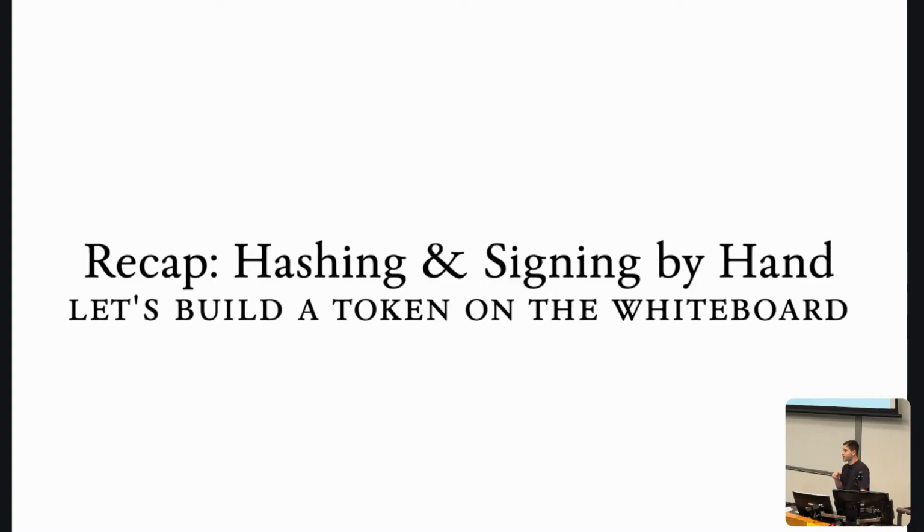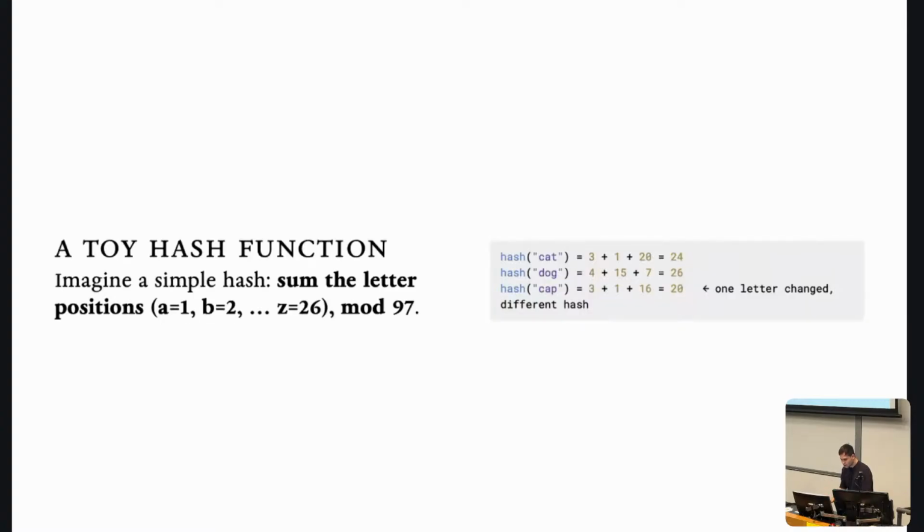So let's build a token together from first principles on the whiteboard. Does that sound good? All right. So the first thing we need to do something like this is design a toy hash function. Obviously what we're describing is a hashing algorithm that is utterly useless, but serves the general purpose of hashing in a way that we can actually keep track of mentally.